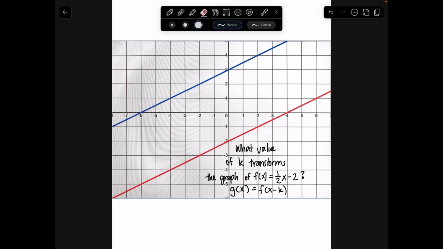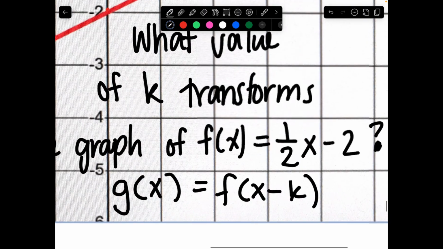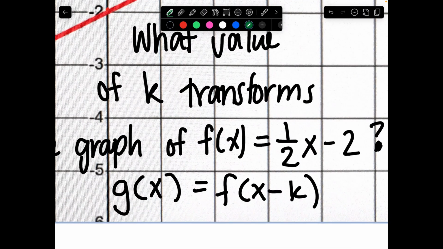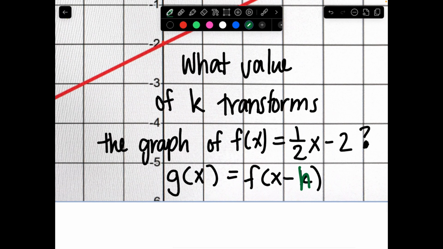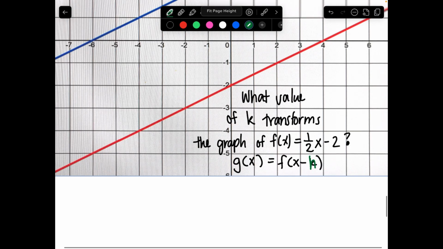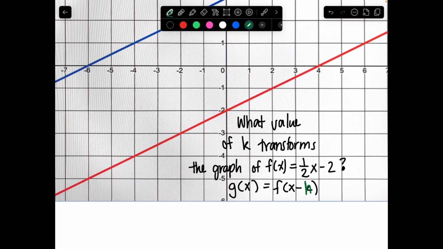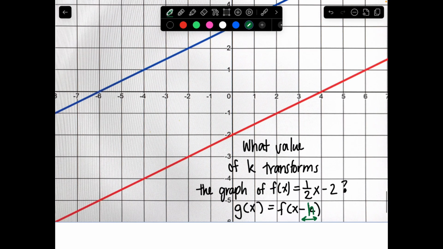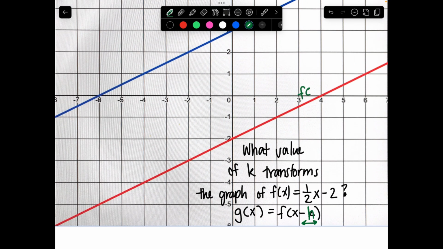Okay, the other version of this now, it says, what value of k transforms the graph of f of x equals 1/2 x minus 2? And I know it's going to be confusing a little bit because the k is inside the parentheses. So if you would like, when you get your test, if it's inside the parentheses, change it to an h. Okay, because h is always inside the parentheses. Okay, so now h, remember h tells us left to right. H tells us left to right.